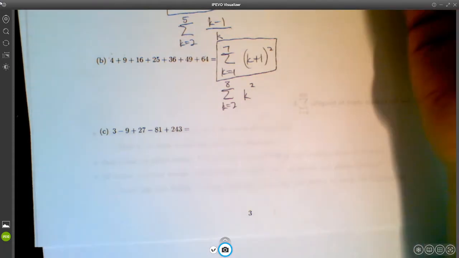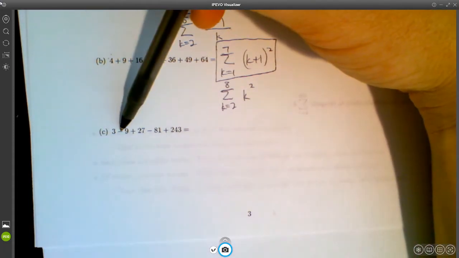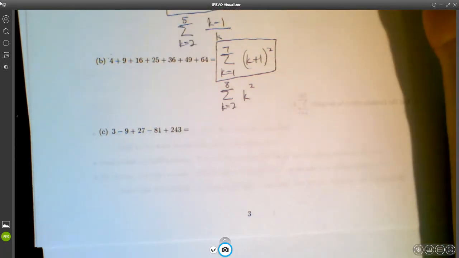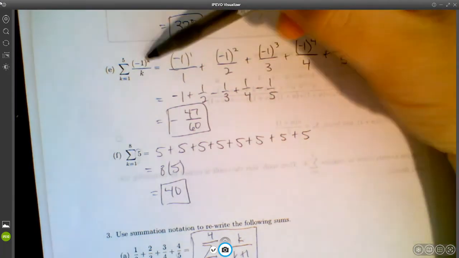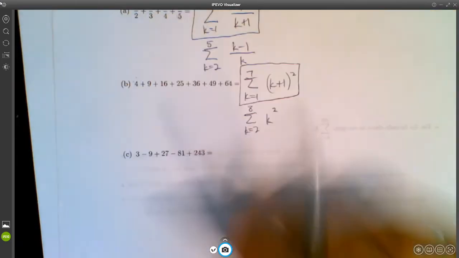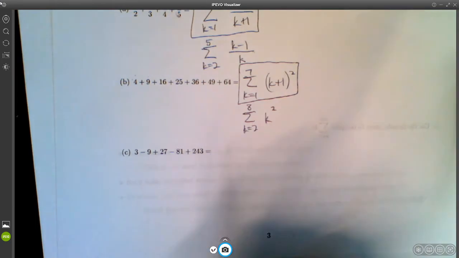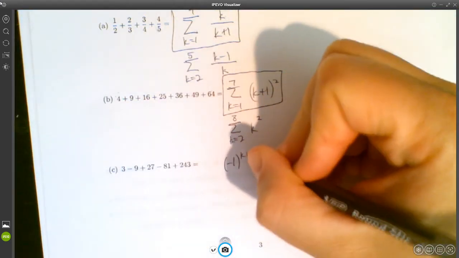Okay, so here I go. The first thing that I notice is that the signs are alternating. Positive, negative, positive, negative, positive. We saw something that did that up here in part E. When you have a negative 1 to the k, that alternates, except that it starts negative, right? So it's negative, positive, negative, positive. We want to start positive, go positive, negative, positive, negative. So I think what will do the trick is if I do negative 1 to the k plus 1.